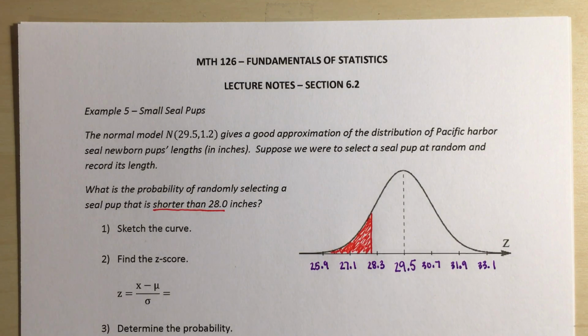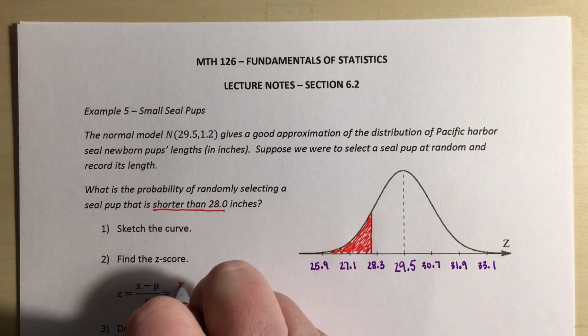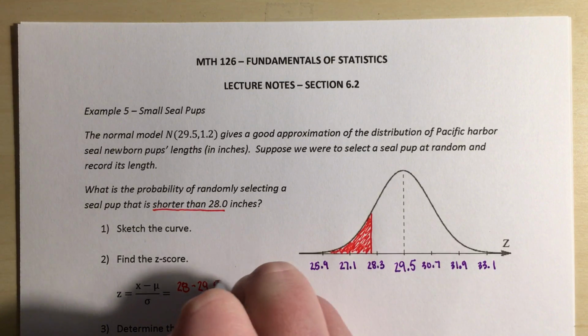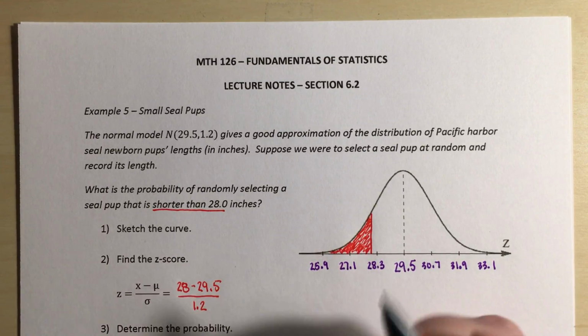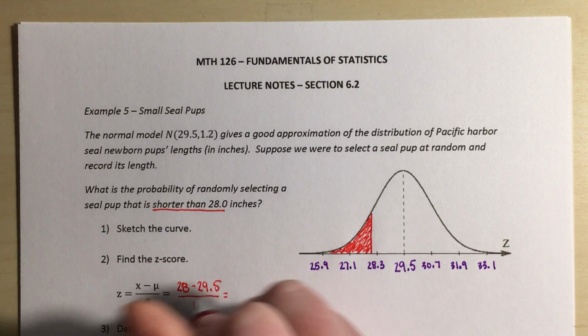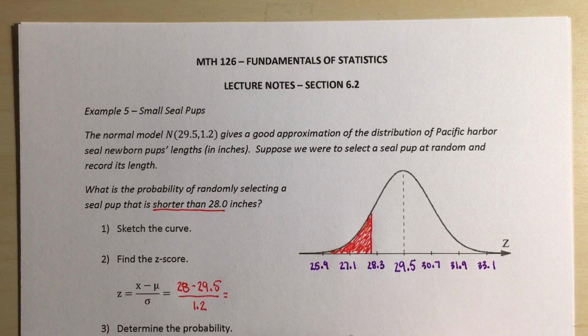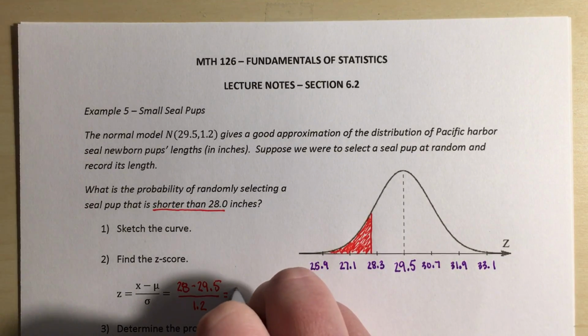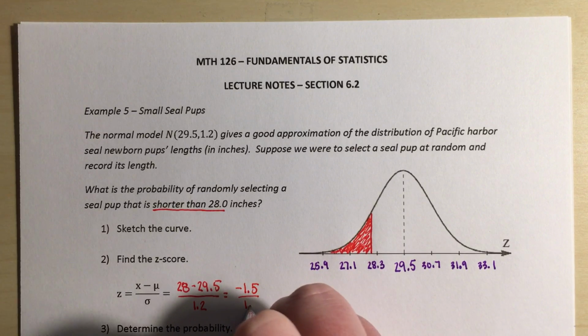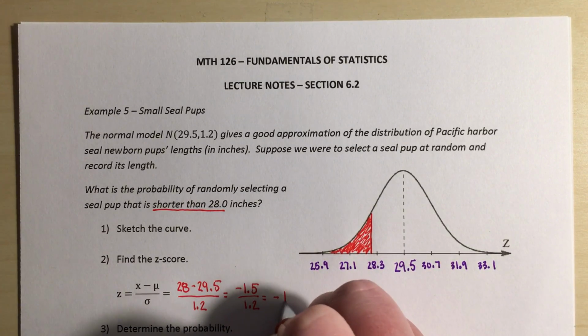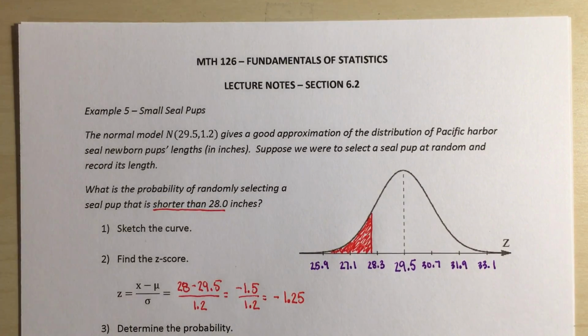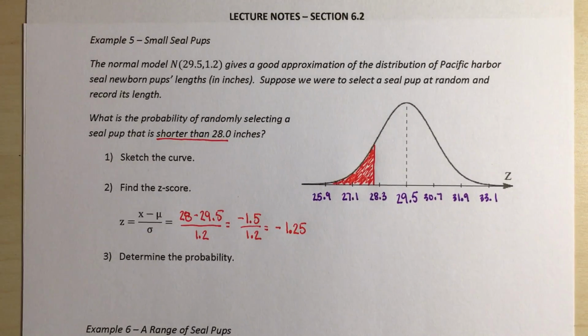Now that we have that shaded in, we are going to find our z-score. Again, remember our observed value is the number that comes first. So our 28 is going to come first, and then we subtract our mean and divide it by our standard deviation. So 28 minus 29.5 divided by 1.2. Again, you can plug it into your calculator all at once. If you do, make sure you put the numerator, your top part, in parentheses. This is going to give us negative 1.5 over 1.2, which gives us negative 1.25. So negative 1.25 is our z-score for this one.